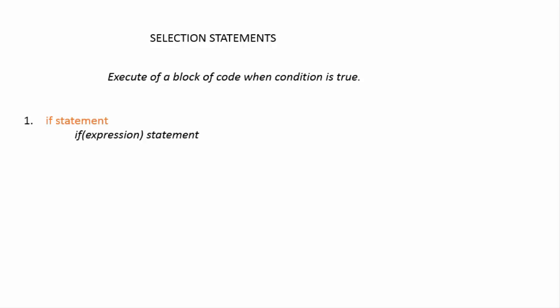The very first example of a selection statement is the if statement. Its general format is: if expression statement. An expression is nothing but a logical expression that evaluates to either true or false. So the if statement helps you to perform a logical test, and it will take action based on the two outcomes, either true or false. If the expression is true, then the statement following it will be executed. But if the expression is false, then the statement will be skipped.